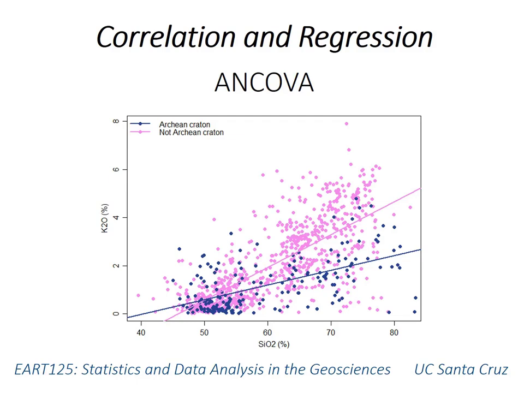This video covers ANCOVA, or analysis of covariance, which is a method for testing basically whether regression lines differ significantly, either in slope or in intercept, between different categories, between different levels of a factor. For example, in this graph here, does the relationship between K2O and SiO2 differ between rocks from Archean cratons in blue or rocks from not Archean cratons in pink? I'll point out that many of the regression assumptions are violated by this example shown here, but that's not really pertinent right now.